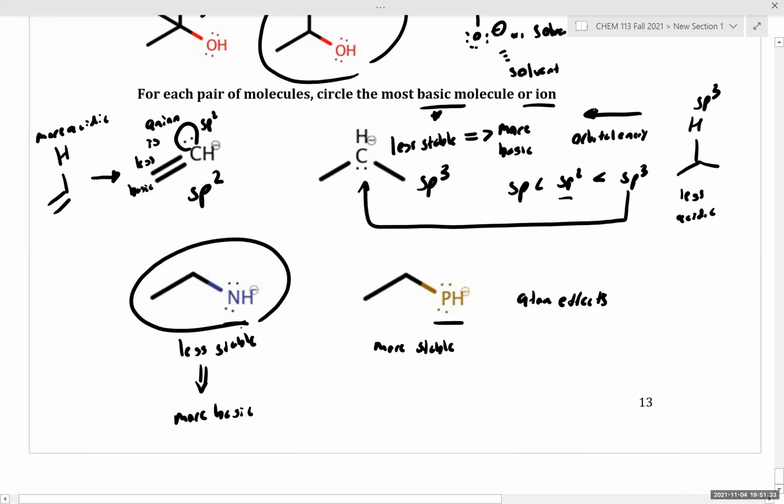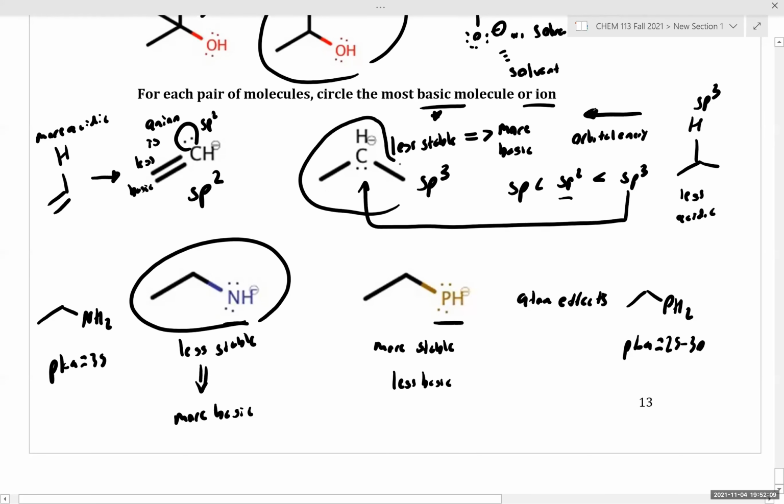You can also make this argument by comparing your two parent acids. And you know that this amine has a pKa of around 35. This phosphine has a pKa of around 25 to 30. So in comparison, because the phosphorus parent acid is more acidic, this conjugate base would be less basic. So there are two routes to reaching the same conclusion.